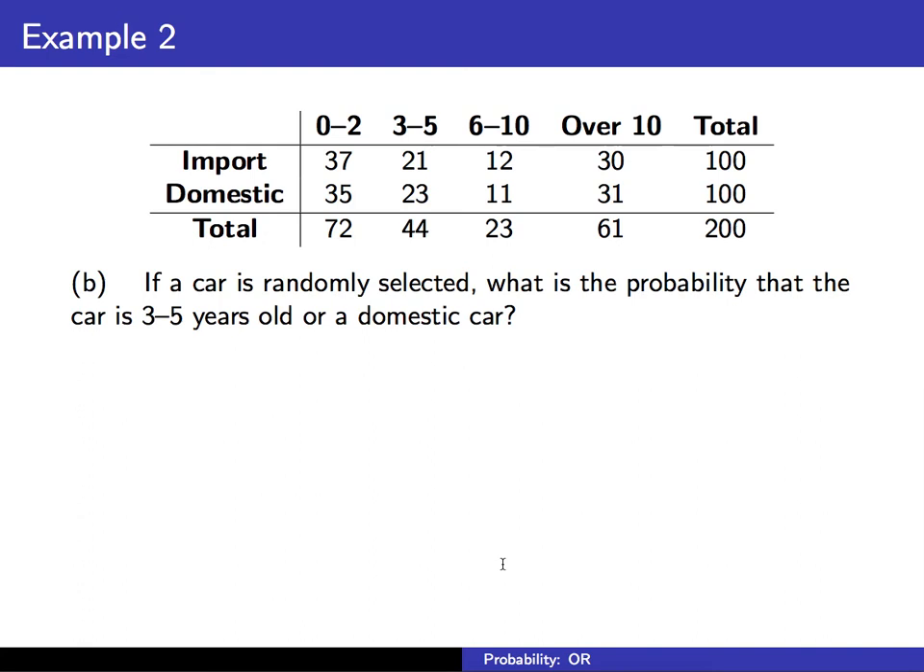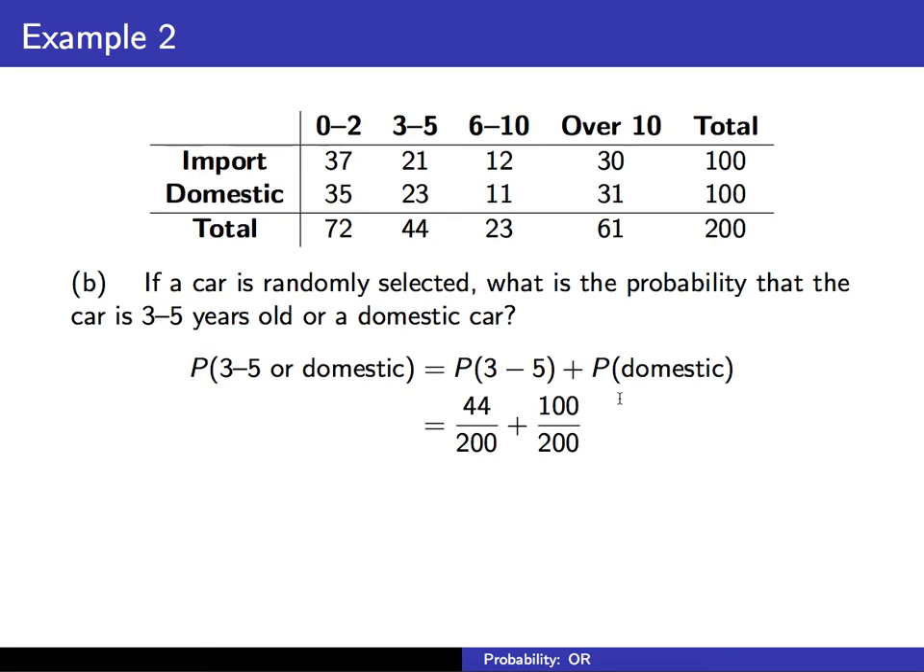Part B, if a car is randomly selected, what is the probability that the car is 3 to 5 years old or a domestic car? So we want to know the probability that the car is 3 to 5 years old out of the whole lot, and then also the probability that it is a domestic car. So for the 3 to 5, we have 44 cars are 3 to 5 years old out of the 200 again. And then for domestic, we have 100 cars out of the 200 are domestic.